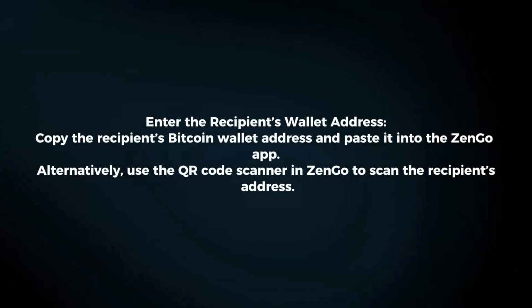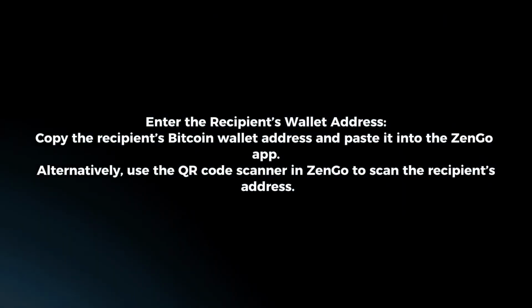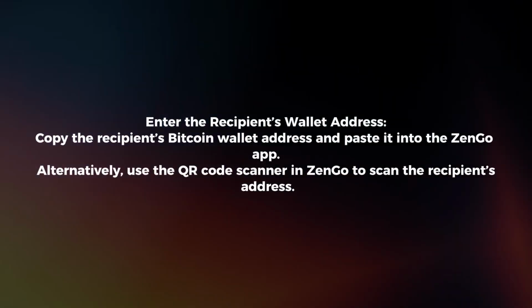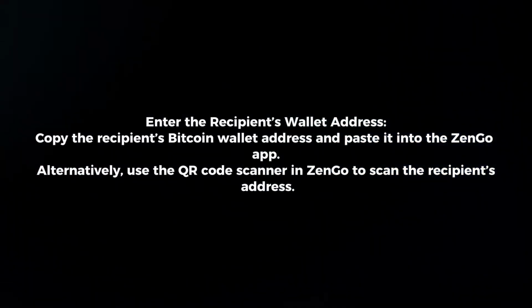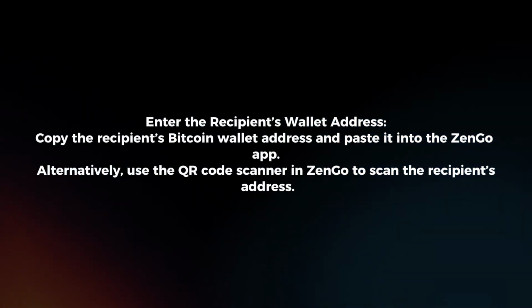Enter the recipient's wallet address. Copy the recipient's Bitcoin wallet address and paste it into the ZenGo app. Alternatively, use the QR code scanner in ZenGo to scan the recipient's address.